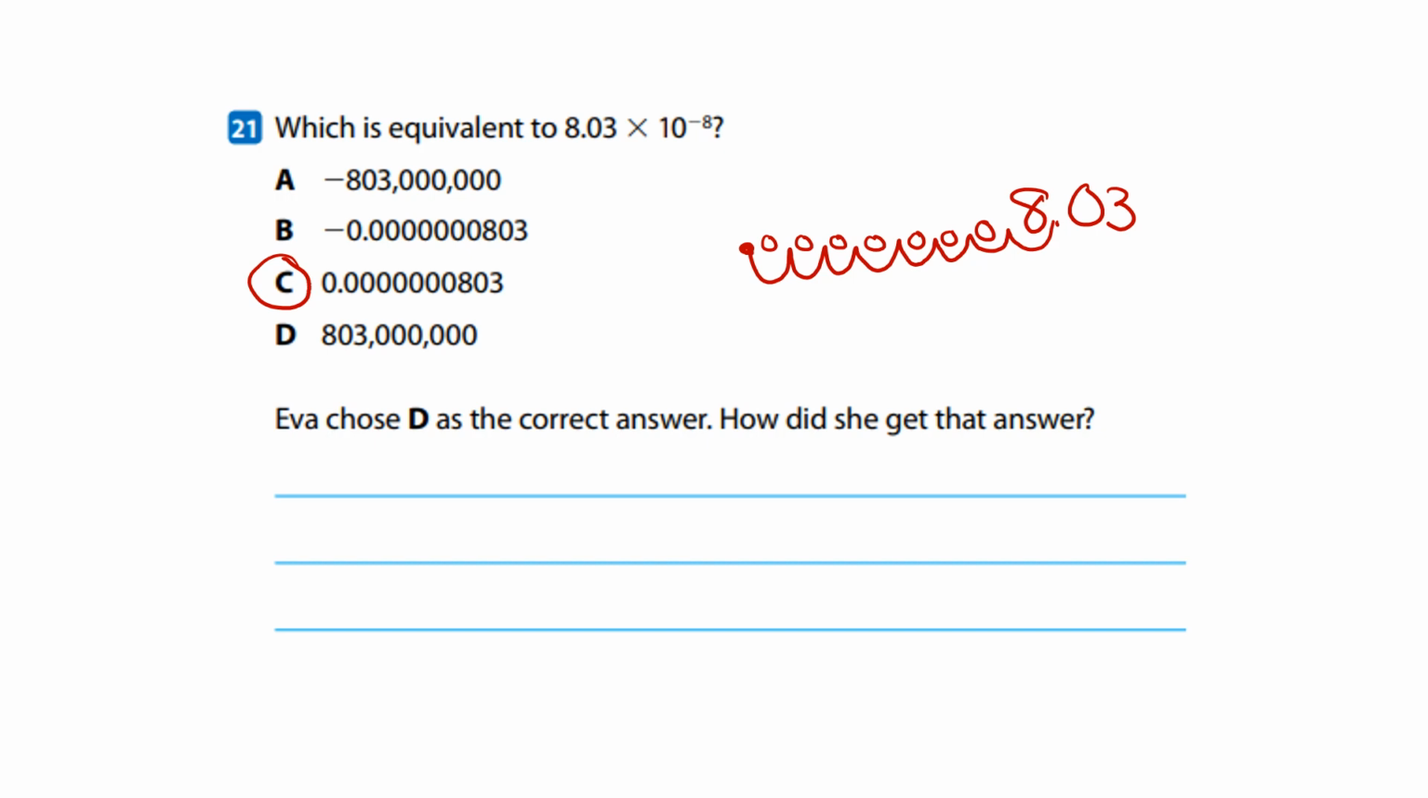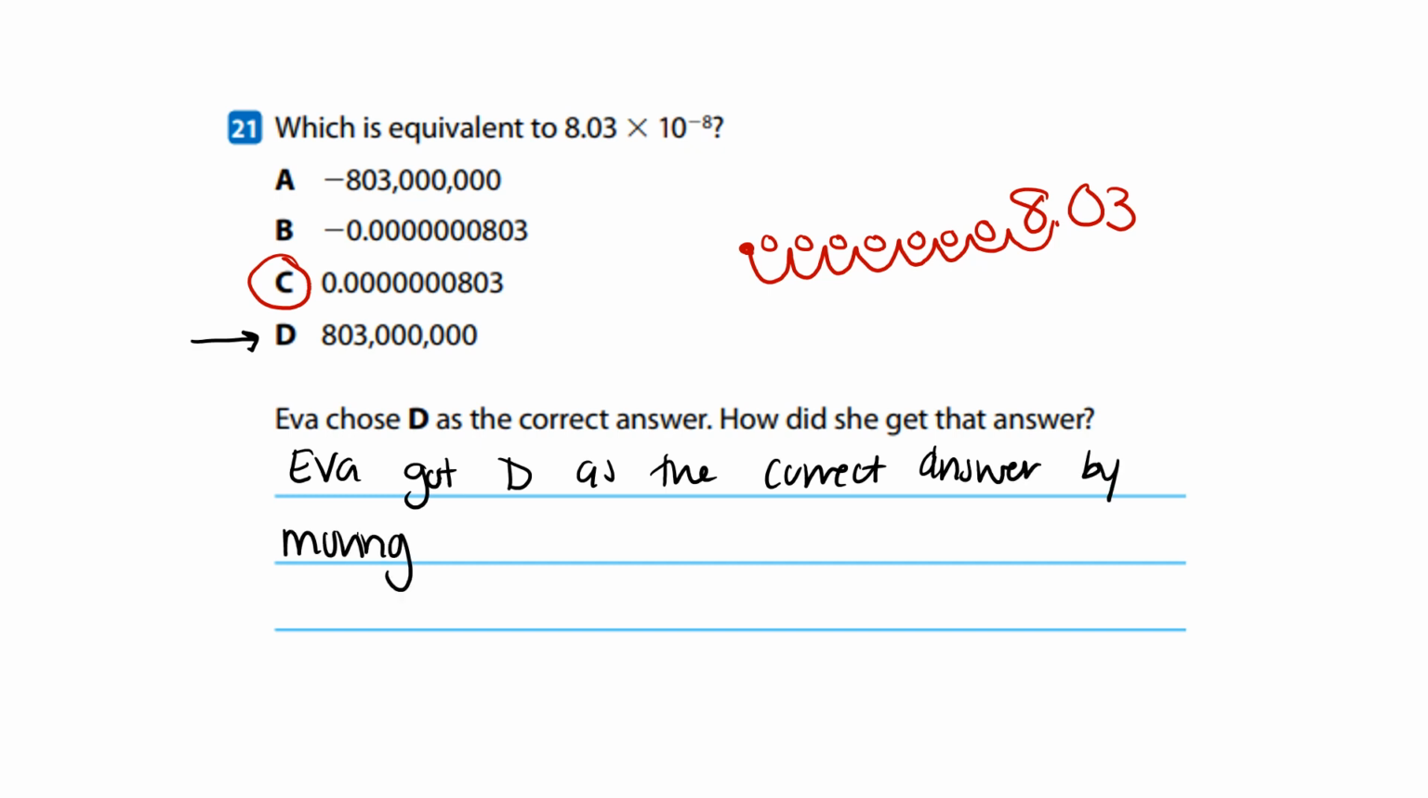0.000000803. It says that Eva chose D as the correct answer. How did she get that answer? We're going to restate our question. Eva got D as the correct answer by moving the decimal to the right. She moved it the wrong direction.